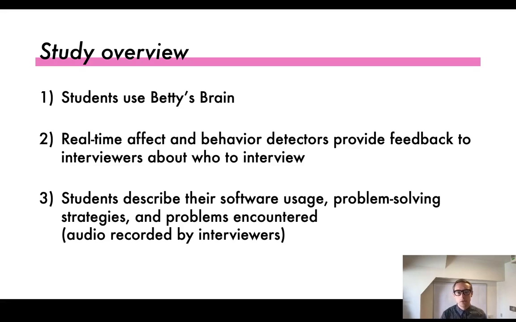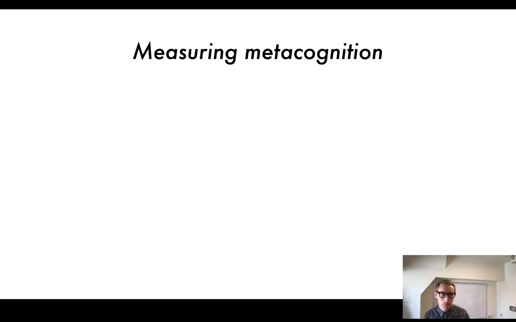And then in these interviews, students describe their software usage, problem-solving strategies, problems they encountered, etc., with the goal of analyzing these transcripts to discover ways to improve Betty's Brain and to form a better qualitative understanding of how self-regulation operates in this kind of learning by teaching environment. These are audio recorded transcripts. So we applied some good old-fashioned AI methods to measure metacognition from these transcripts. Not an analysis that was originally intended for this project.